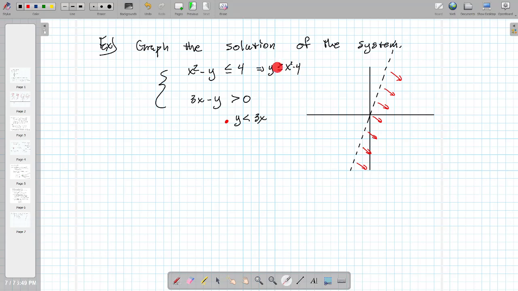Now I'm going to graph this curve and then graph the solution set for it individually. So we've graphed this one individually. Now I want to graph the solution set for this inequality individually. And it will look like this. 1, 2, 4. It is x squared minus 4, so we drop down 4 units. It's just the y equals x squared graph shifted down 4 units. Get something that looks like this.